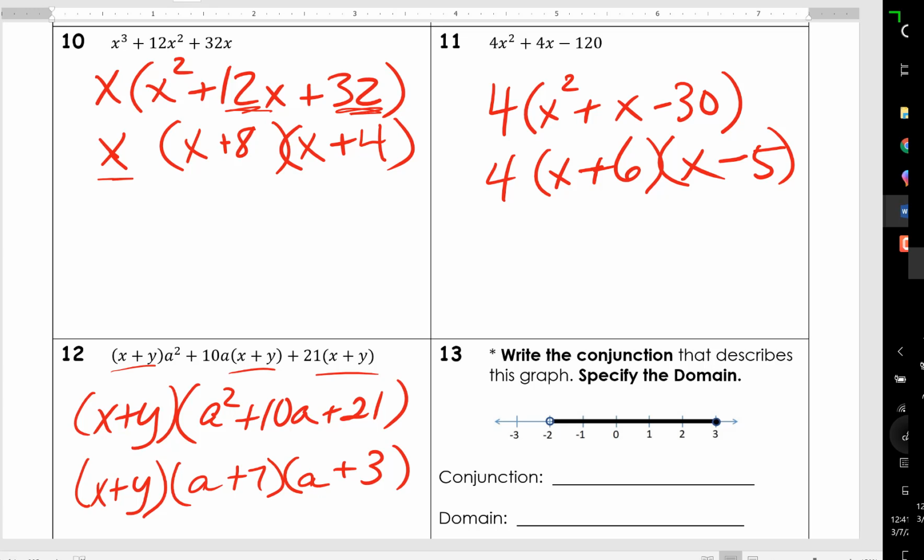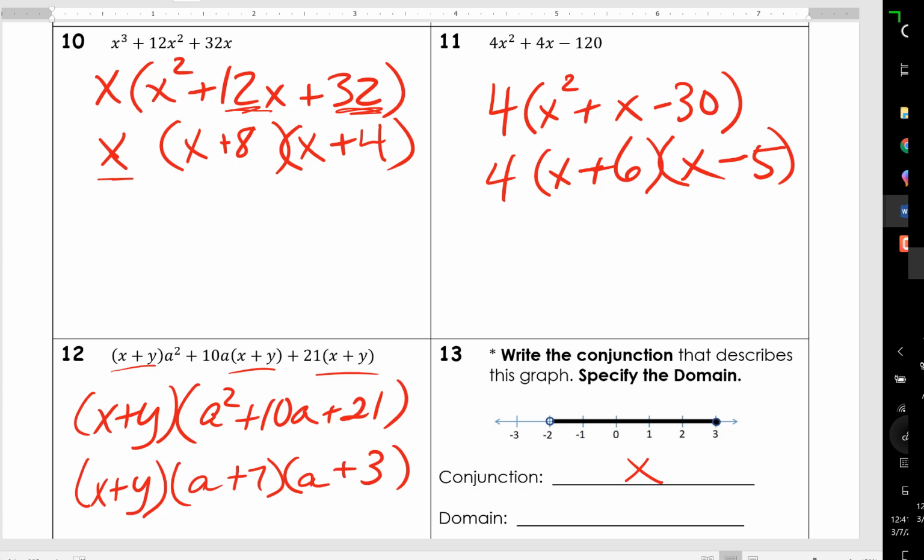All right, number 13, you're supposed to write a conjunction that describes this graph. First of all, in a conjunction, remember, both of the inequality signs should point in the same direction. There shouldn't be one pointing one way and one pointing another way. So be careful how you write this. The conjunction you want to write should explain that x, all the numbers on this graph, are between negative 2 and 3, not including negative 2. So the x goes in the middle.